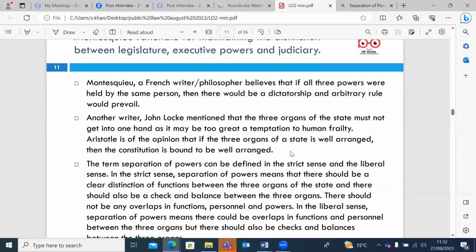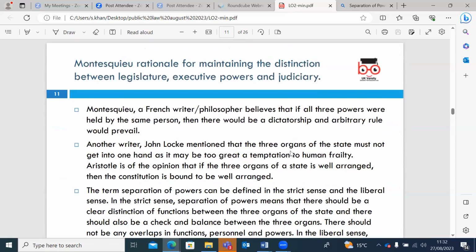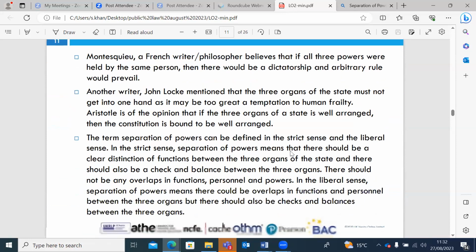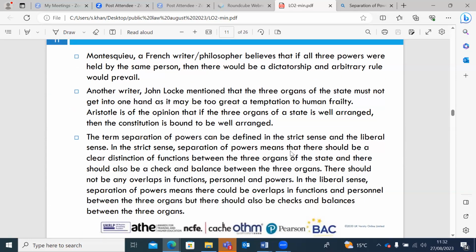Montesquieu's rationale for maintaining the distinction between legislature, executive powers, and judiciary. Montesquieu was a French writer and philosopher, and he believed that if all three powers were held by the same person, there would be a dictatorship and arbitrary rule would prevail. Another writer, John Locke, mentioned that the three organs of the state must not get into one hand, as it may be too great a temptation to human frailty. Aristotle is of the opinion that if the three organs of the state are well arranged, then the constitution is bound to be well arranged.